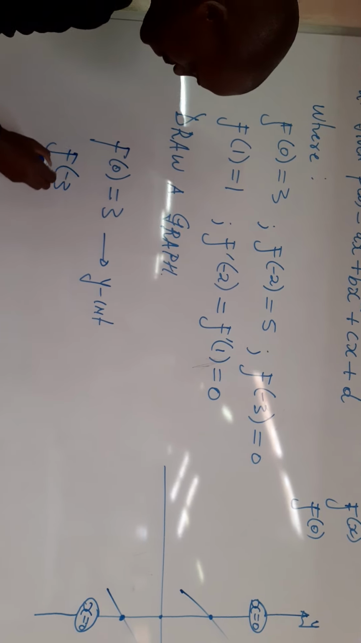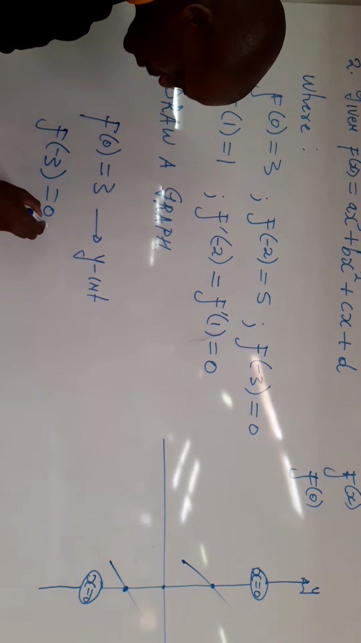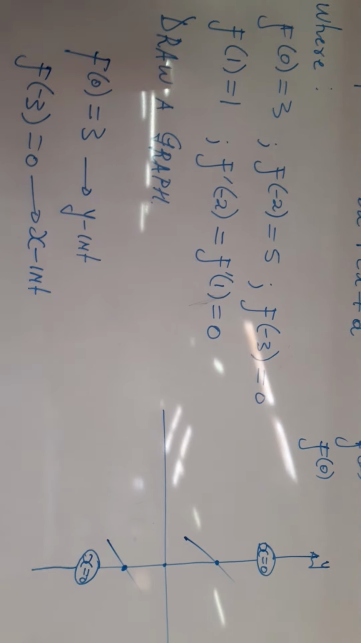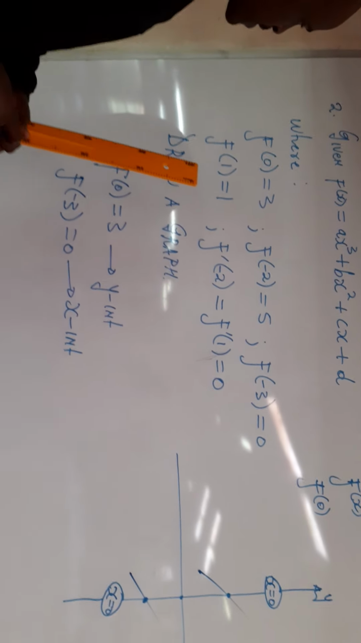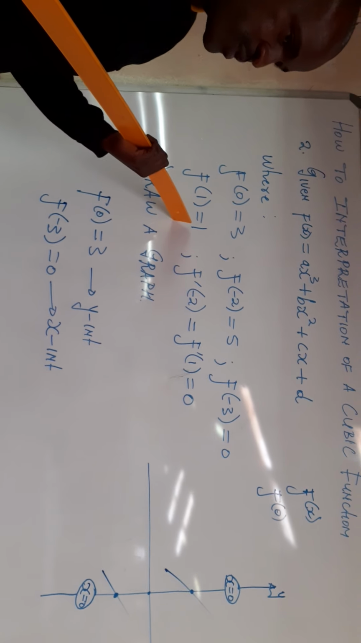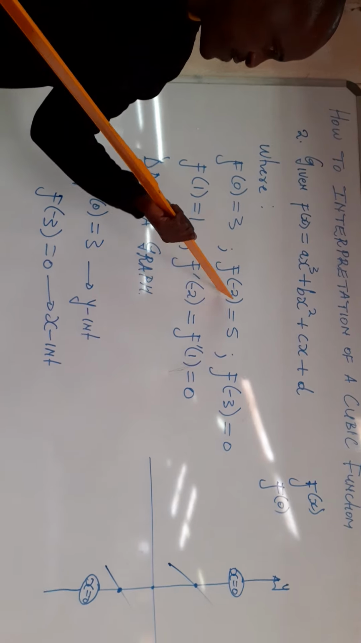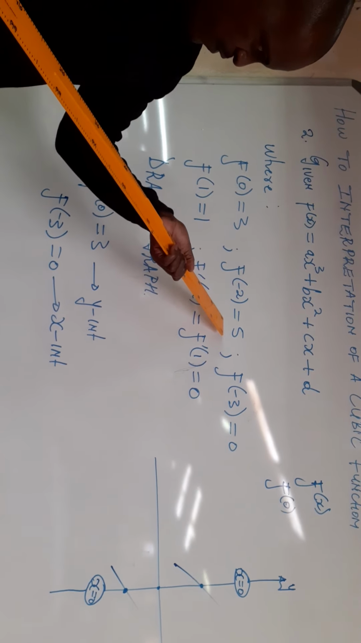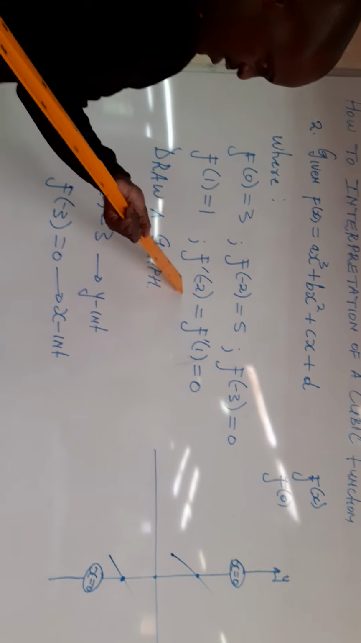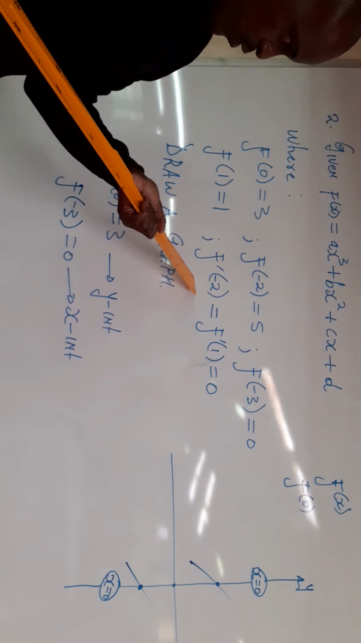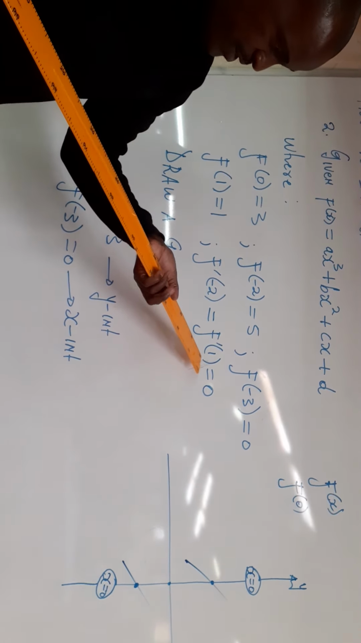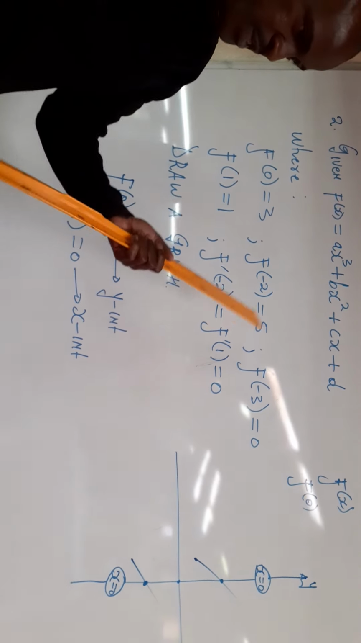F at negative 3 equals 0. This is the x-intercept. Right. F at 1 is equal to 1. It's equal to a number. F at negative 2 is equal to 5. This is the gradient. The gradient at negative 2 is equal to the gradient at positive 1, which is equal to 0.